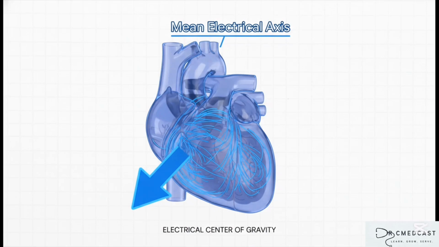So, what is that exactly? Well, the mean electrical axis, or MEA, basically boils everything down to a single arrow. It shows us the dominant average direction that electricity is flowing as it moves through the ventricles. I like to think of it as the heart's electrical center of gravity during that phase.